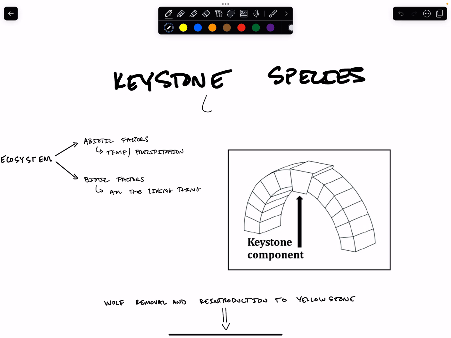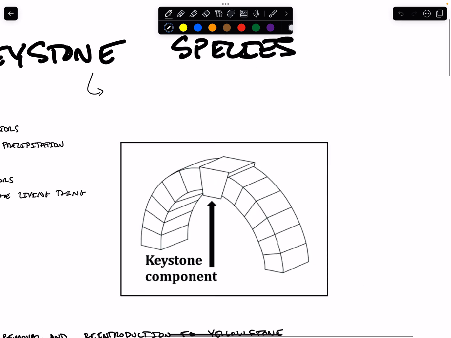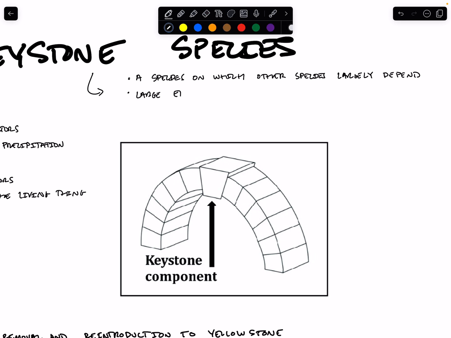So let's define what a keystone species is. It has to have three different qualifications. So it's a species on which other species largely depend. That's the first qualification. Second qualification is it has a large effect on the ecosystem relative to its abundance.